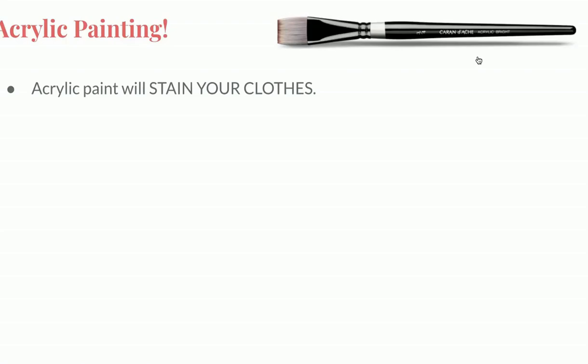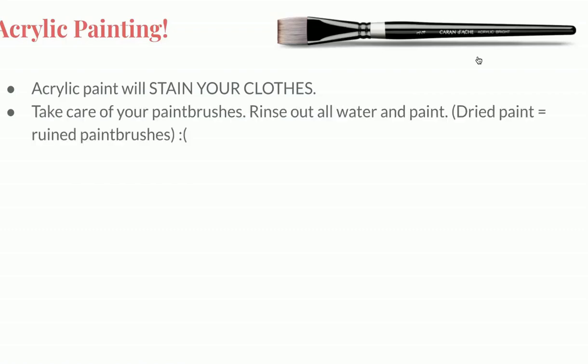Why? Well, acrylic paint has this plastic polymer mixed in it. That's what gives it that plasticky type of feel when the paint dries. It also allows it to be layerable, which is great for what we're doing, but it does stain your clothes. So be aware of where your sleeves are and where your hair is.